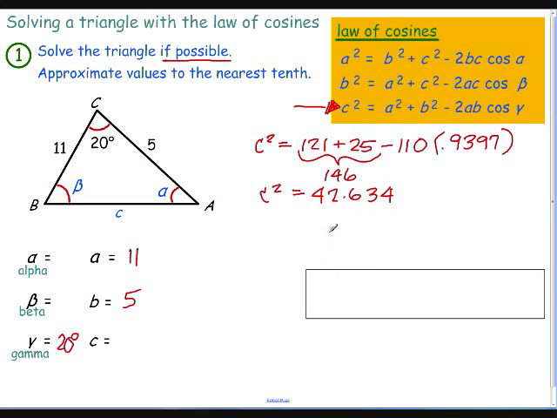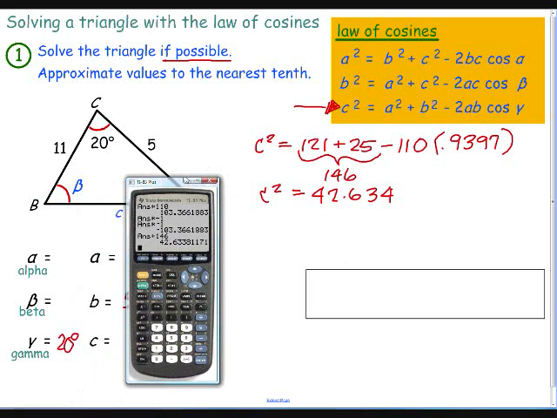Now, one of the things, I bet will happen sooner or later, is you'll get this far and you'll think of that as being c. No, that's c squared. And I can tell, at least with this particular problem, that c squared couldn't possibly be the answer, because if we add up 11 and 5, we get 16. This has to be less than the other two sides added together. Otherwise, you can't build a triangle with it.